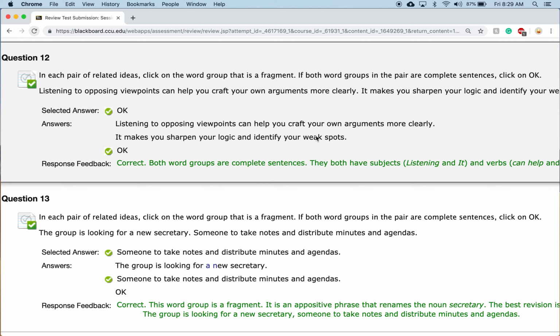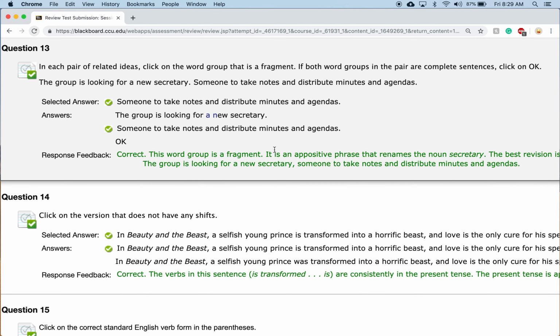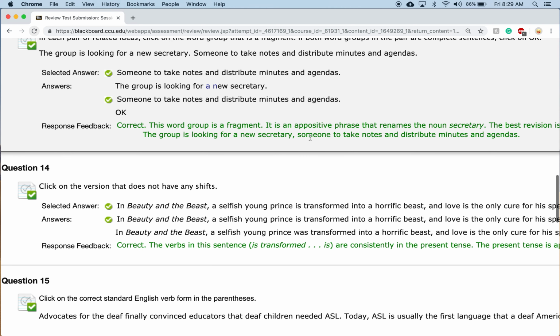Fragments are so important for us to discuss. Let's do one here. Fragment means you don't have a complete subject verb and it's not a complete sentence. So someone took notes to distribute minutes and agendas. That is a complete sentence. The group is looking for a new secretary. So the group is my subject. Is looking is, by the way, passive voice. But someone to take notes and distribute minutes and agendas is not a complete sentence. You need to start with, we need someone to take notes and distribute minutes and agendas. So you want a nice complete sentence.